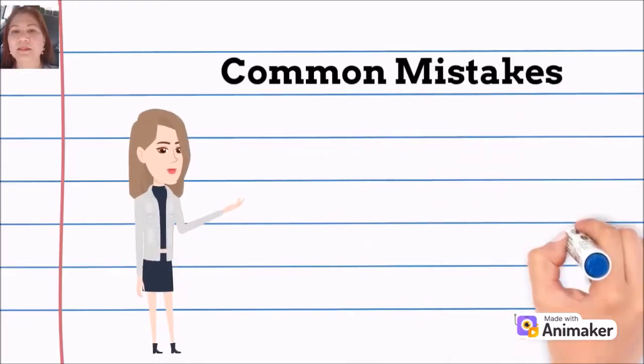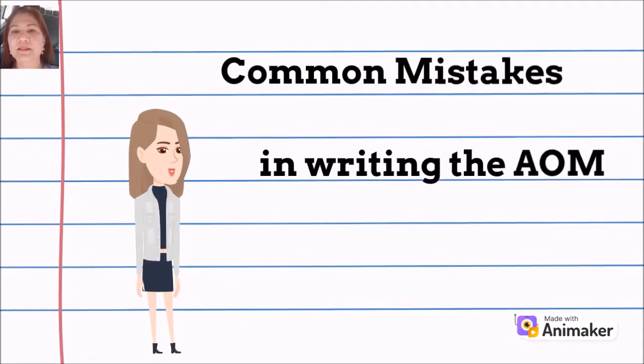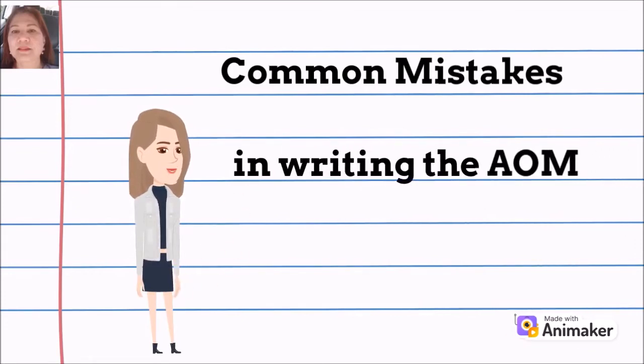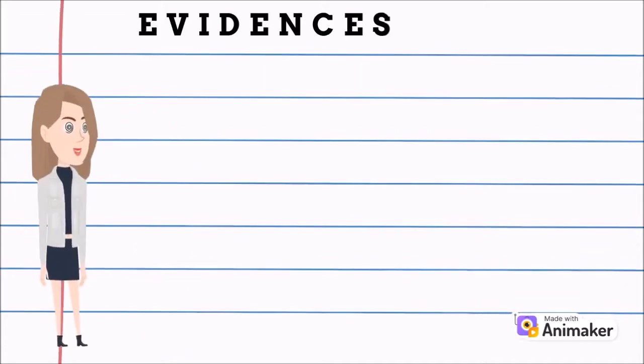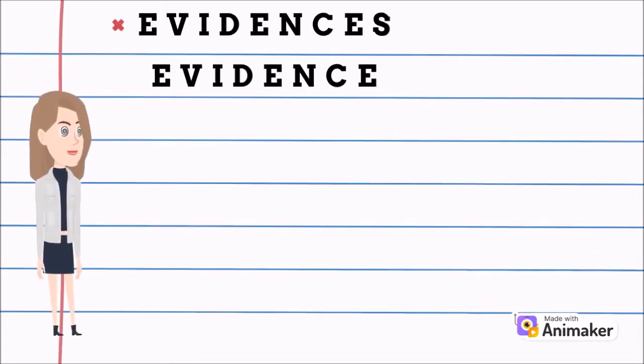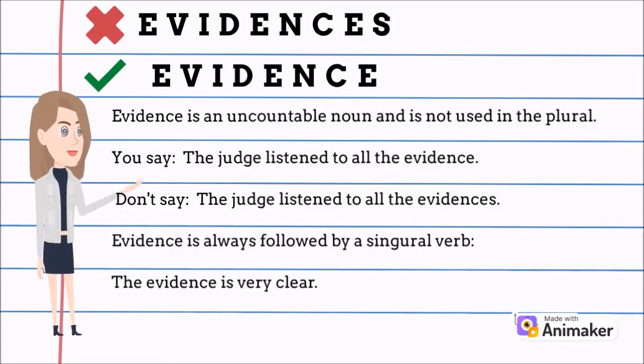Today, I'll discuss to you about the common mistakes in writing the AOM. Don't say evidences, say evidence. Evidence is an uncountable noun and is not used in the plural. You say, the judge listened to all the evidence. Don't say, the judge listened to all the evidences. Evidence is always followed by a singular verb. The evidence is very clear.